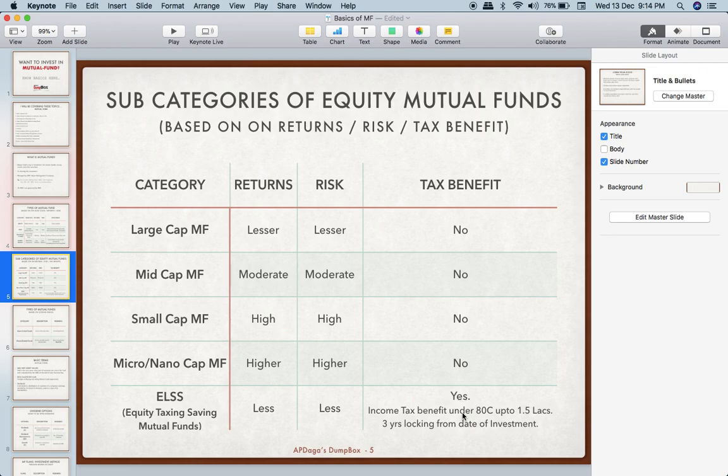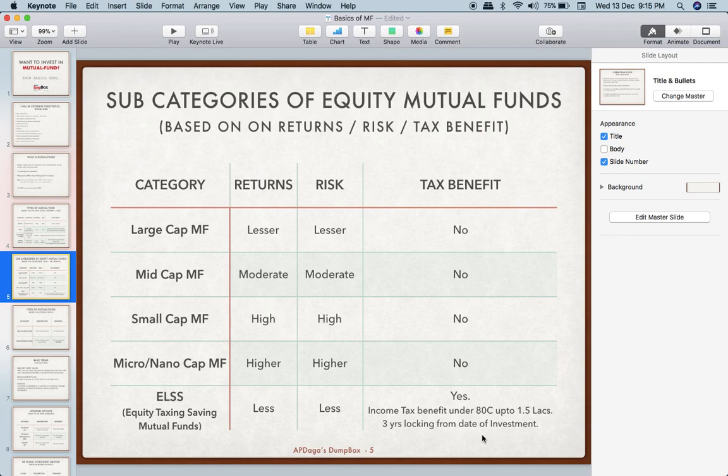Okay, but one more important thing about it is it has a 3-year locking period from the date of investment. See, whenever you put your amount into a mutual fund without a locking period, your fund manager cannot take the risk of investing it into an opportunity which will take longer duration, because you can take out your money at any time. So he has to take care of all those situations, so he cannot take that risk.